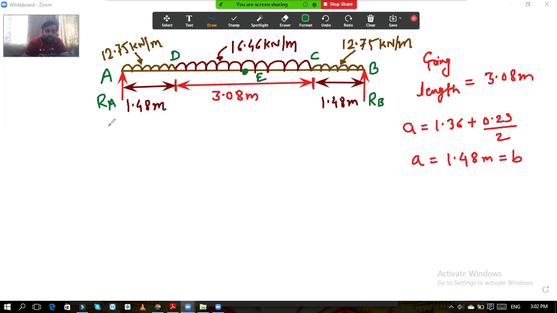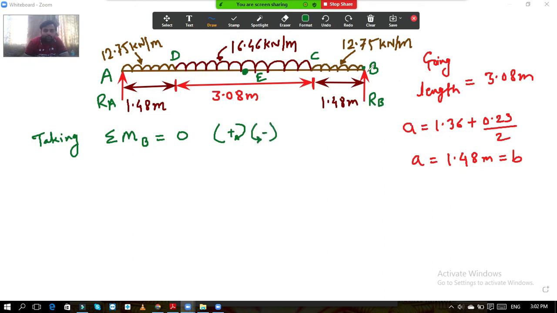Either I should calculate RA or I should calculate RB. So first of all we will do the reaction calculations. We will take the moment of all the forces about B equal to 0. So taking summation of moment of all the forces about B is equal to 0. Clockwise is positive, anti-clockwise is negative.